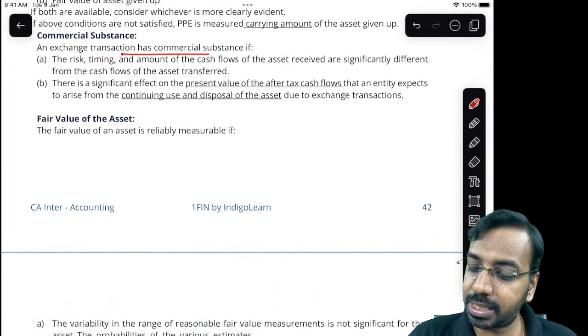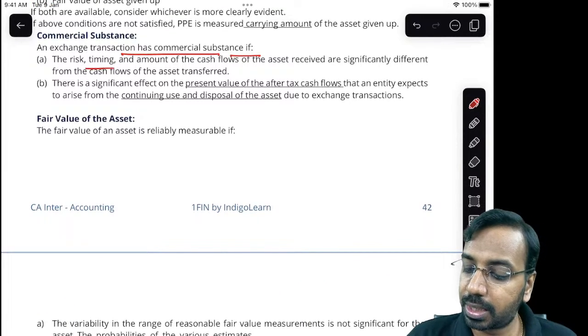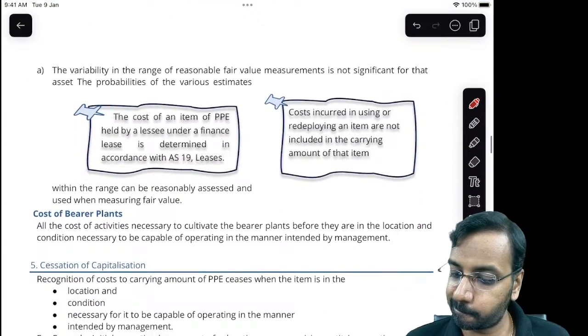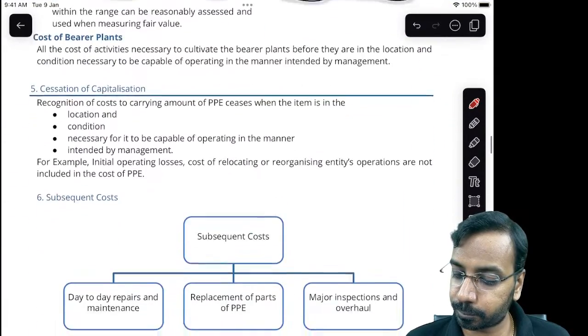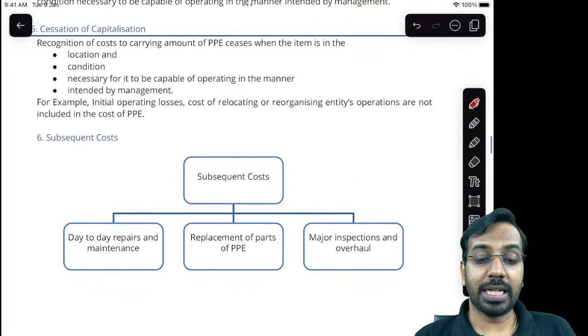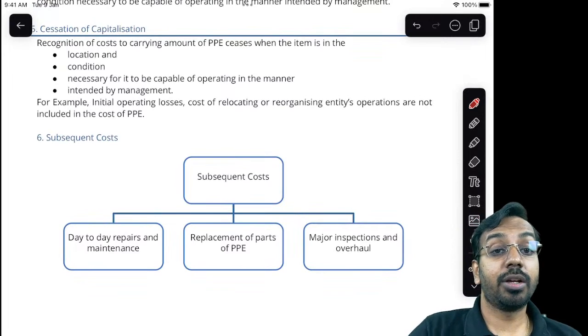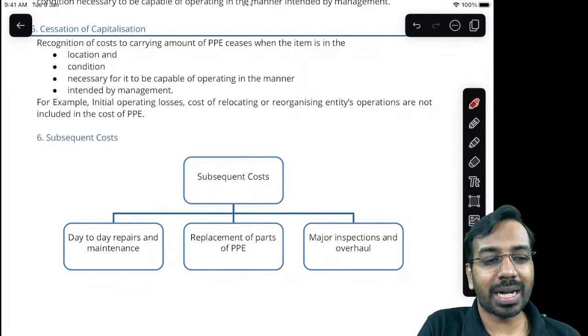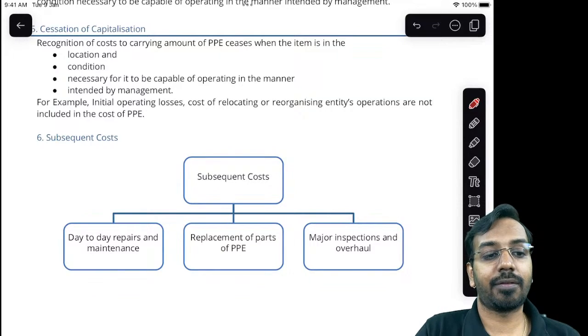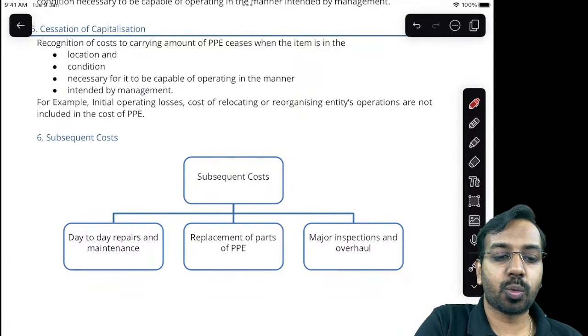So, an exchange transaction has commercial substance if the risk, timing and amount of the cash flows of the asset received are significantly different from the cash flows of the asset which is being transferred. Right. So, that is with respect to exchange of assets, where you have an asset given up. You will always see what am I giving, that is the first thing I will choose, and if I cannot get that, the second thing is whatever I am receiving.